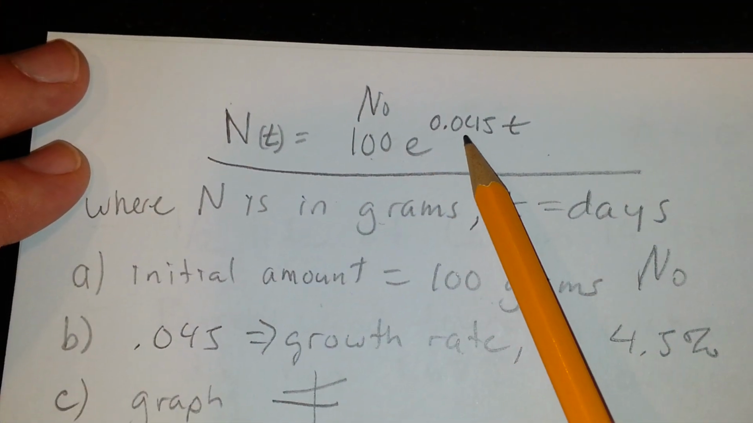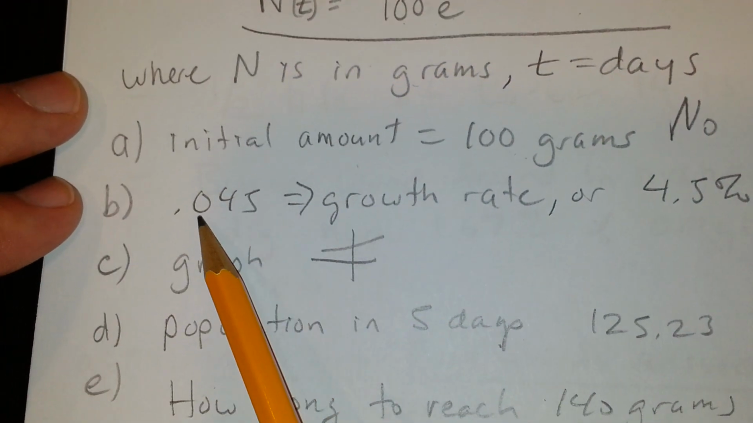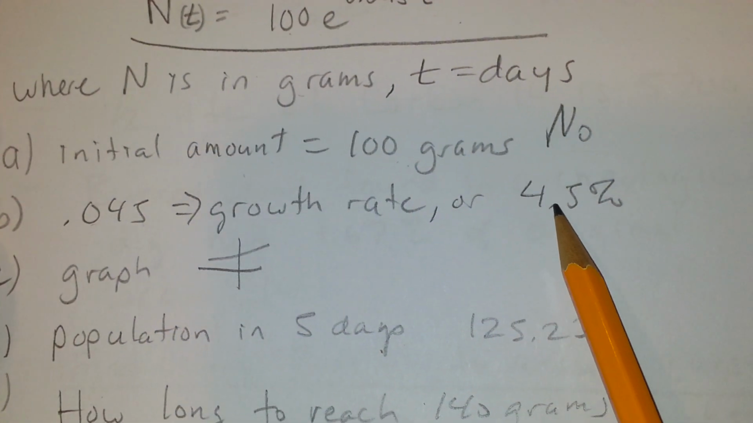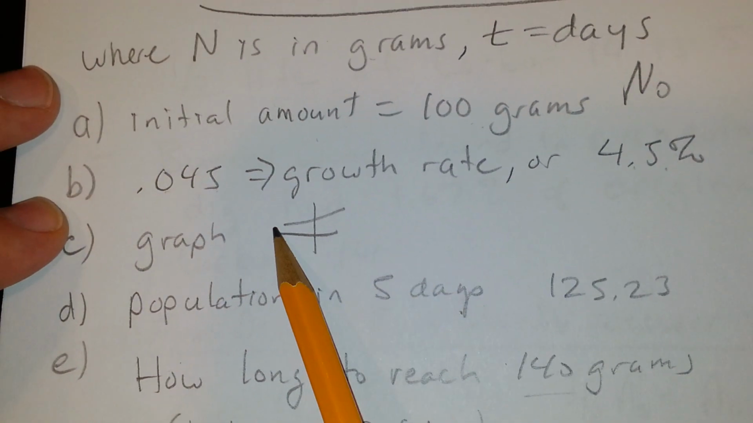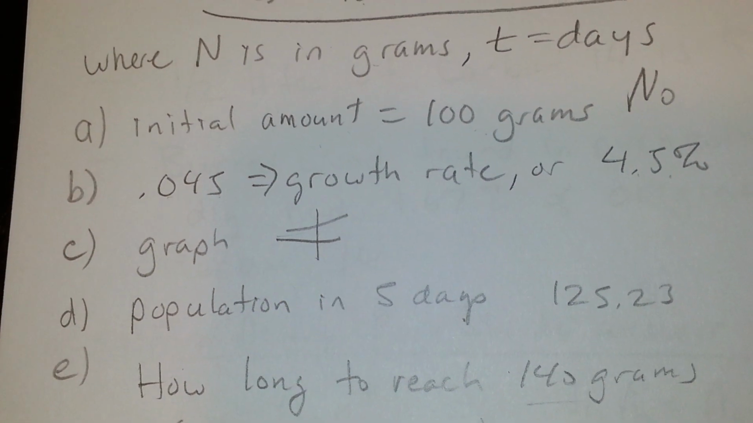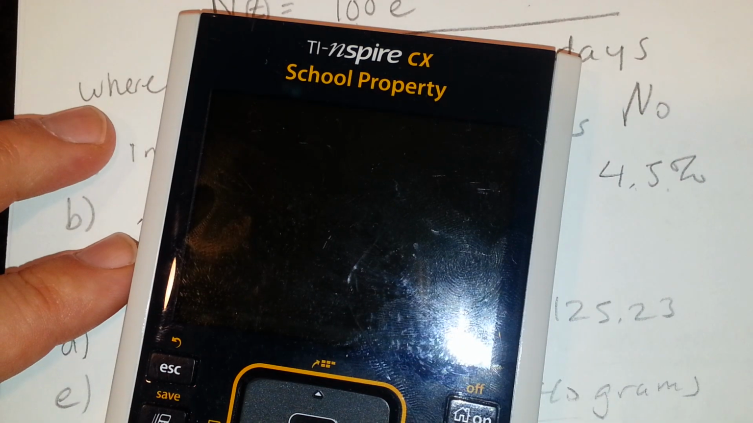Times e, this is growth. So my growth rate is 0.045, or 4.5%. The graph will look something like this. In fact, let me show you. I graphed it.